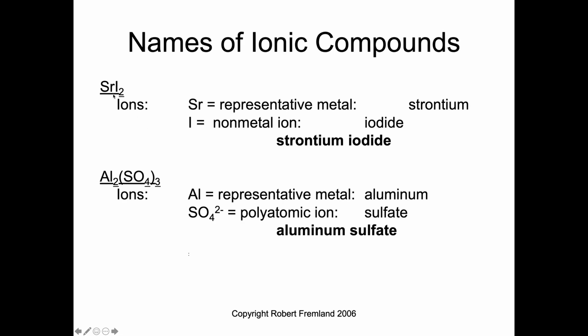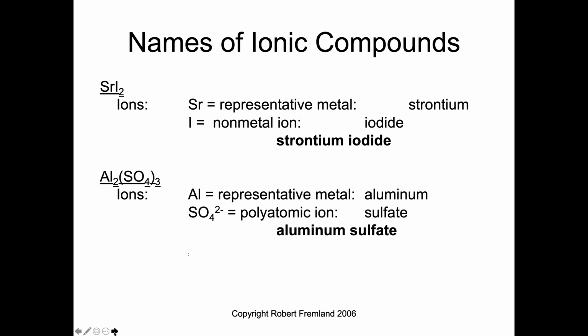So SrI2. Sr is a representative metal. It's just called strontium. I is a nonmetal, iodine, iodide, so it's just strontium iodide. We don't have to do anything cute with charges because it's a representative metal. Al2(SO4)3, same idea, aluminum. You look at your periodic table, representative metal, aluminum. SO4 is a polyatomic ion, sulfate, so it's called aluminum sulfate.